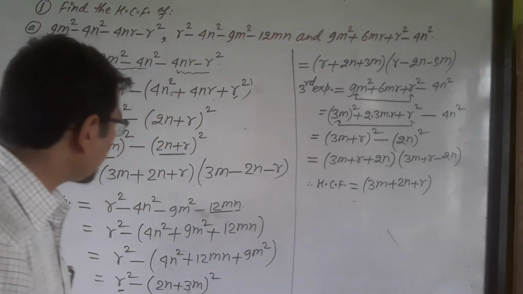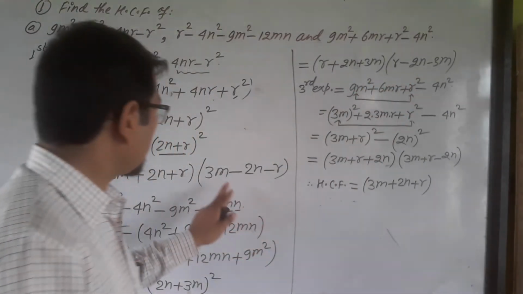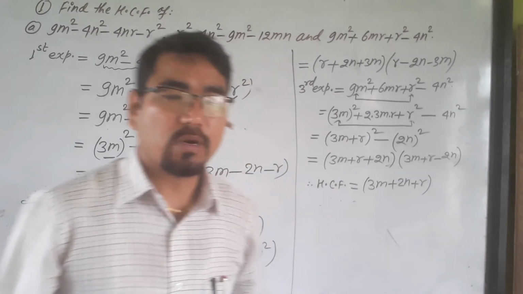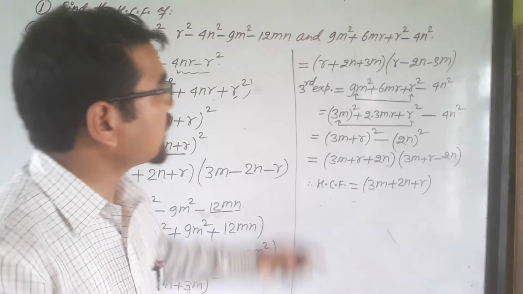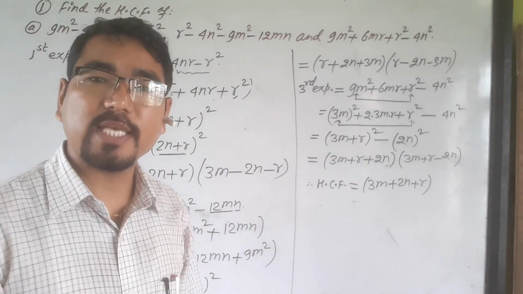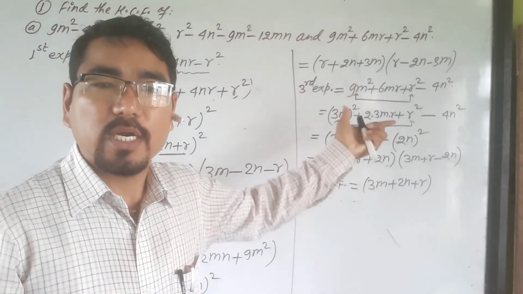Others we don't have as common. This is common, minus this, here 3m minus 2n minus r. This is not mentioned. Others are not common. So in this way we can solve such type of problem. Many more times this is asked in examinations also, in the SE examination. Everybody learn it very nicely and try to solve similar types of problems from the textbook.